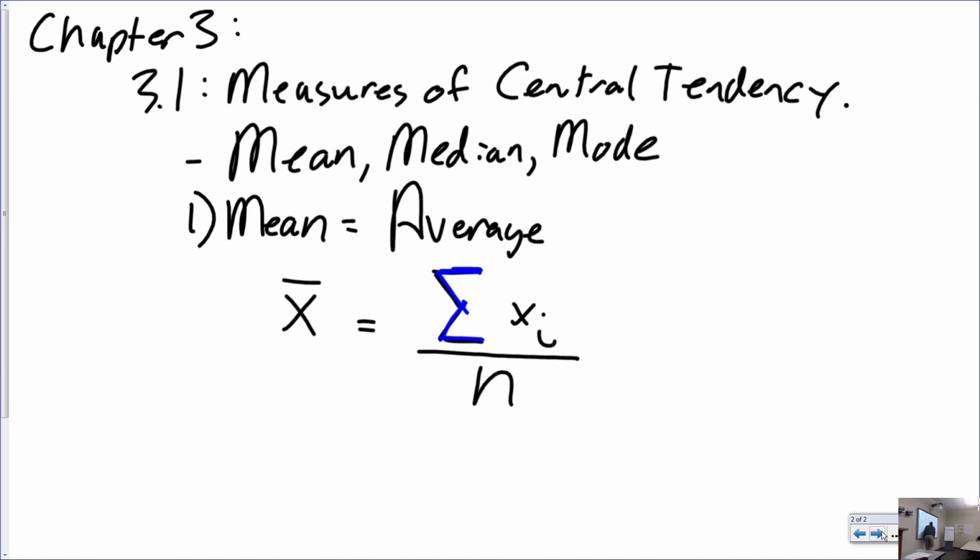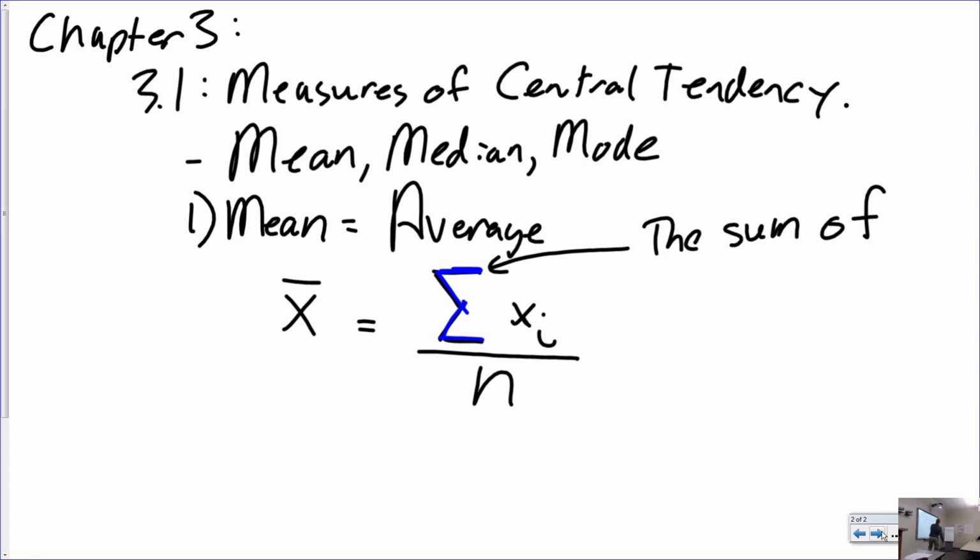And does anybody know what that symbol means? Yes, it's summation notation. So whenever you see that little symbol, that basically means add these things up, all right? So the x with the little sub i on it is just telling you to add up all of the values inside the variable x.